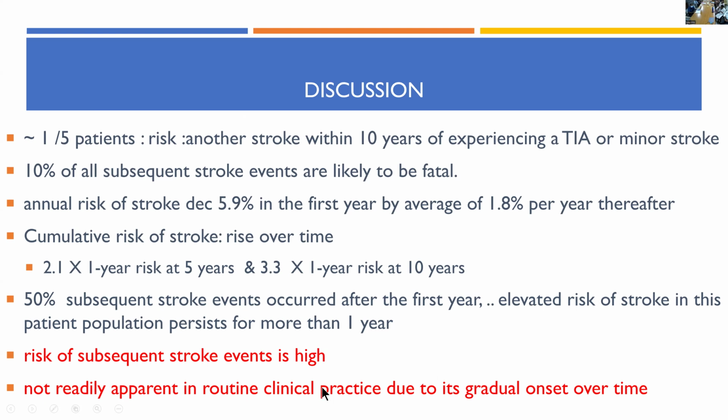So the risk of subsequent stroke is high. This is not readily apparent in routine clinical practice because we may follow up a patient after 1 year, and somebody else may see the patient in the second year. It is very unusual for the same doctor to see a patient for 10 years. The doctor seeing the patient after many years may not realize there was a TIA earlier, but now it's important for them to know, hey, we had a TIA in the past.